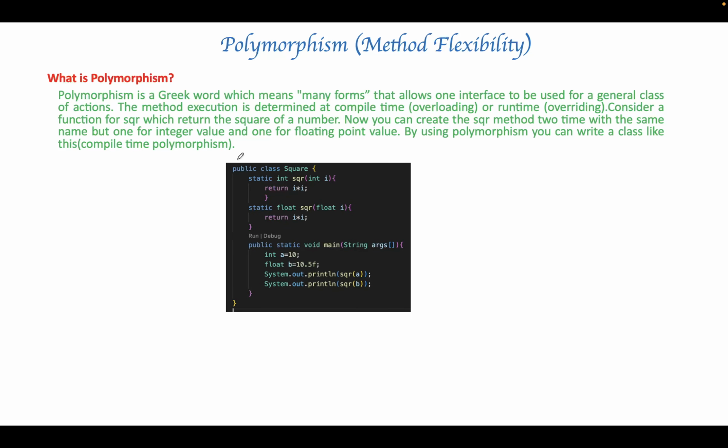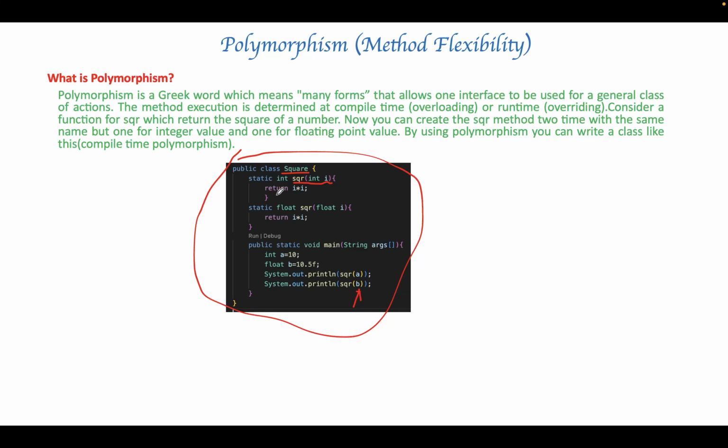Okay, this is compile time polymorphism. In this example, you can see that I have created a class Square. Inside that, I have created a static method called square with an integer parameter. There is a difference between parameters and arguments. This is the parameter, and whatever I give when I call this method and put some value inside, that is called the argument. Here a and b are arguments, and here i is the parameter. Remember that.